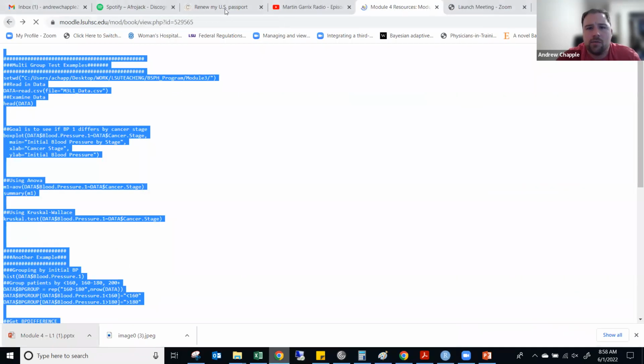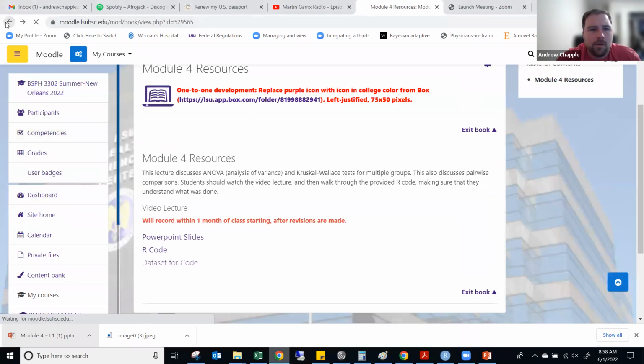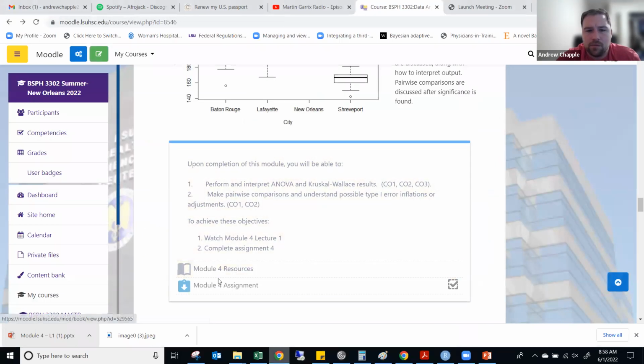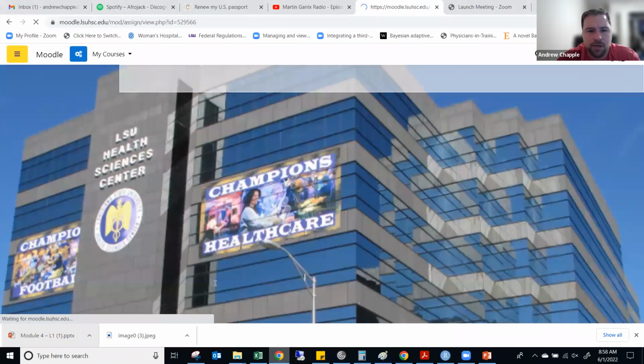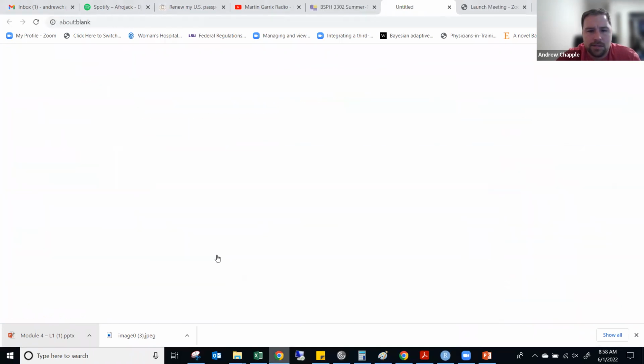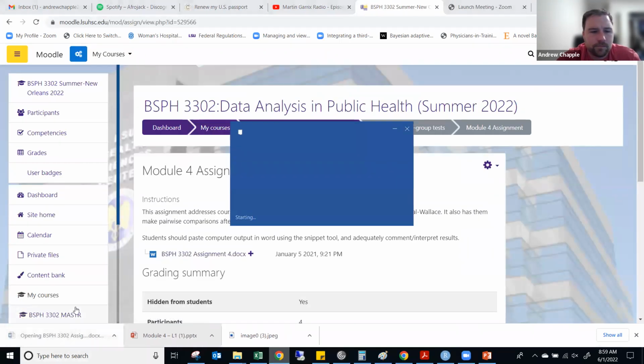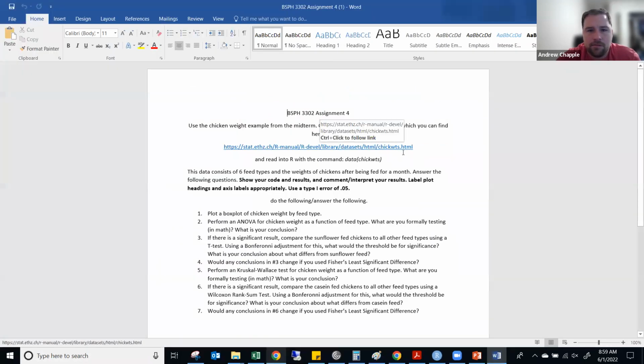So let's go look at the homework real quick, and I'll again upload the new lecture there. So this is the assignment. For this assignment, you're going to use the chicken weight example. I wasn't going to give a midterm, and I decided not to just because we already have a lot in this class and we don't have a lot of time.